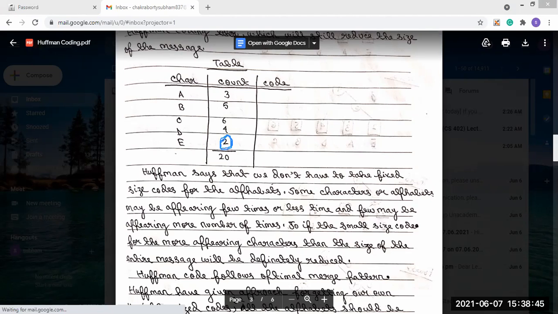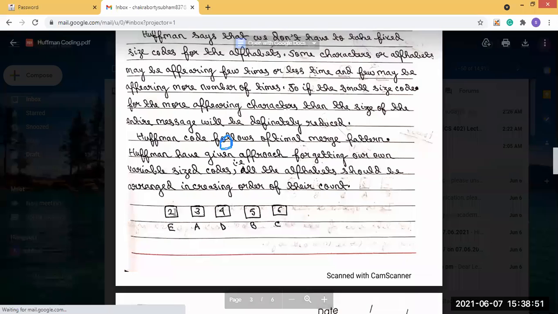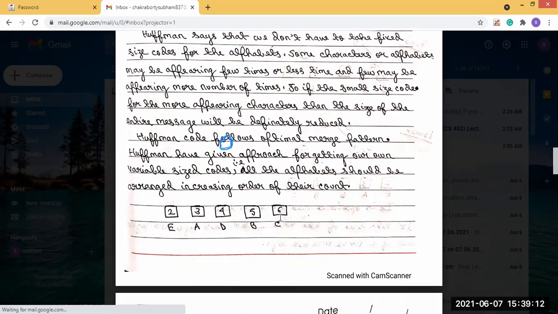If you see, we have used E first, because E is appearing only 2 times. Then next we use A because this is appearing 3 times. After that, we use D; D is appearing 4 times. After that, B is used; B is appearing 5 times. And then we use C. It is the most frequently appearing character, that's why we used C here. So according to the number of counts, we have represented them.